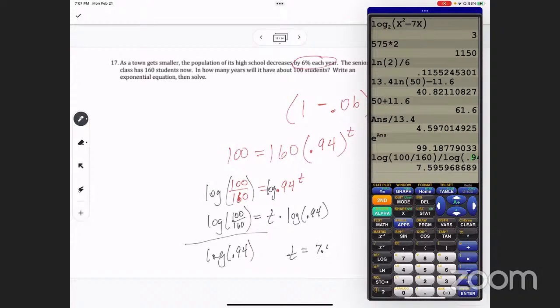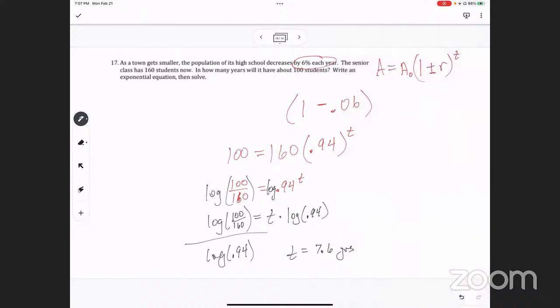T equals 7.59. We'll call it 7.6. 7.6 years. So a little over 7.5 years. That make sense? And you can check that answer as well, like I said, by doing that store trick and plugging it back in.